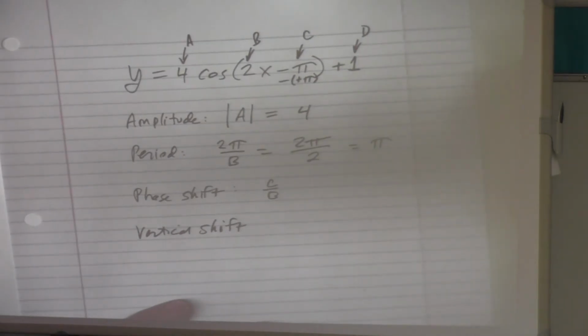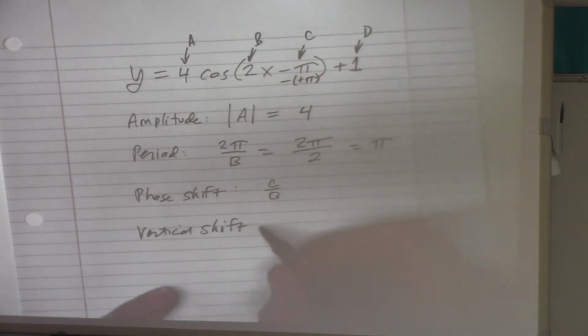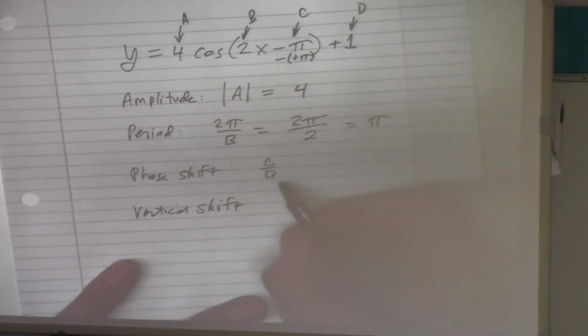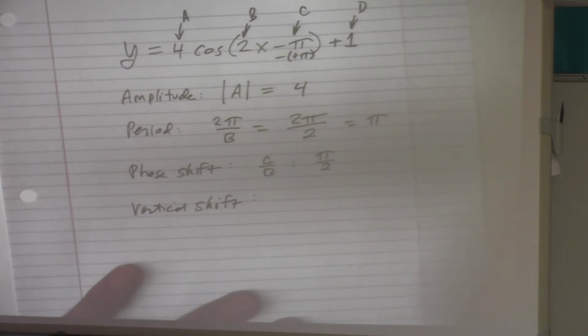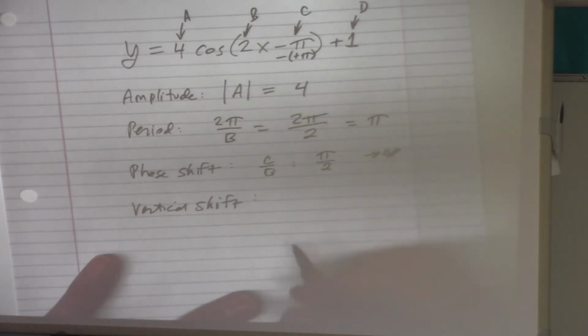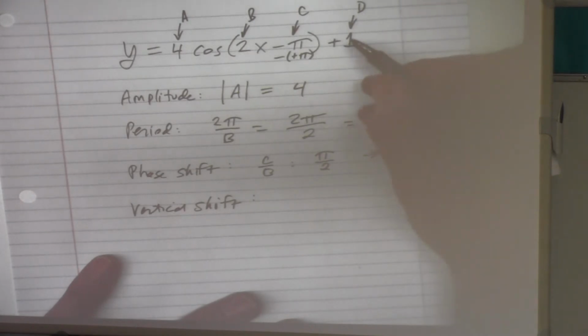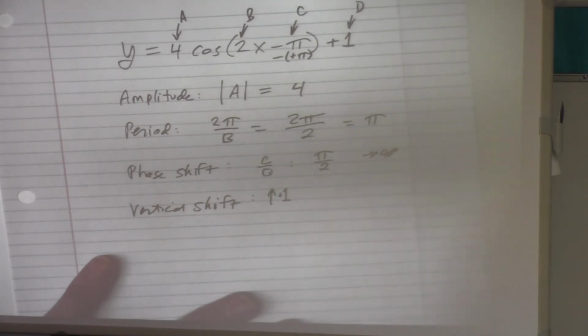Okay, so it has to be minus C, so that means we're going to use positive pi. So the phase shift is going to be pi over 2. Now that's a 90-degree change. That means it's positive, so it's going to move it over this way, 90 degrees. The vertical shift is up here, and we use the same sign for this one, so it's positive 1, going up 1. So the vertical shift is a positive 1.